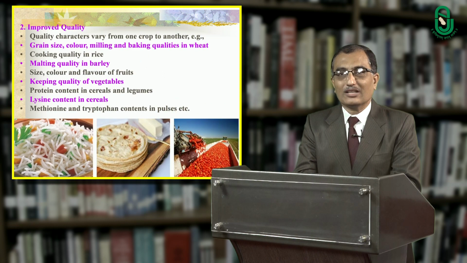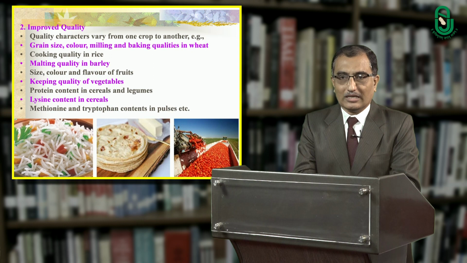The second objective is quality improvement, and improved quality varies from one crop to another. For example, grain size, grain color, milling and baking qualities in wheat. Similarly, cooking quality in rice is a very important criterion. Similarly, malting quality in barley. You can find different sizes, colors and flavors of fruits. Even the shelf life of the fruit is very important. Keeping quality of vegetables is also important.